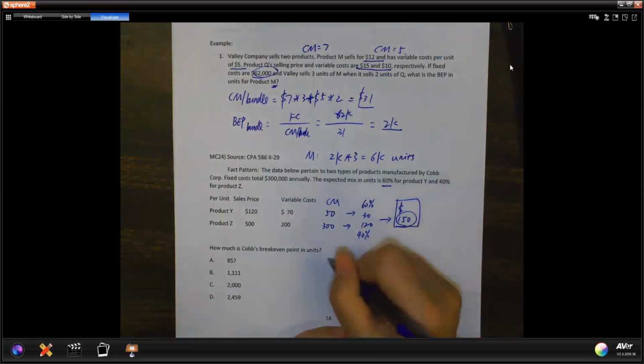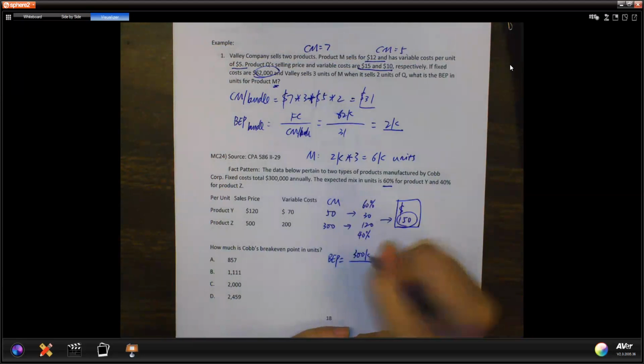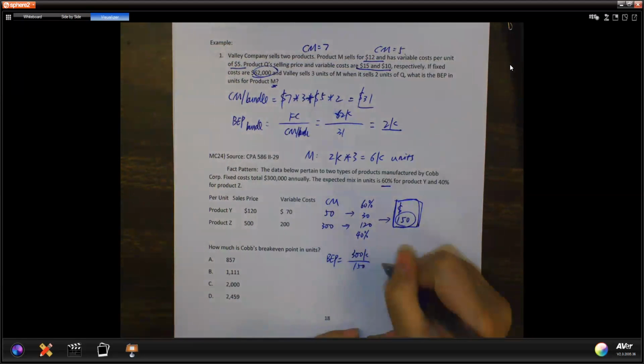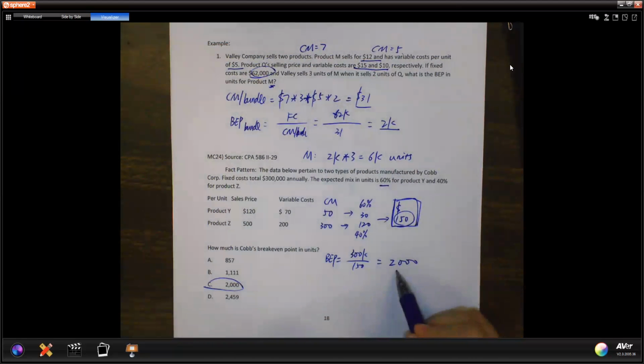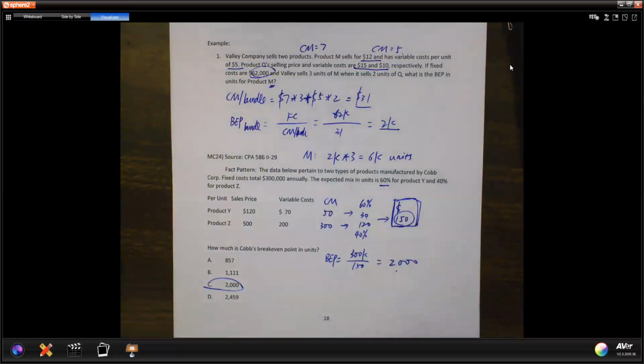Then your break-even point will be your fixed cost of 300,000 divided by the weighted average contribution margin of one unit of the product, which is 150. That gives you 2,000 units, weighted average units, which have 60% Y and 40% Z.